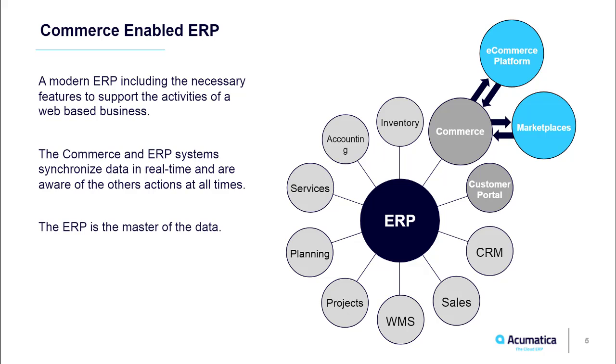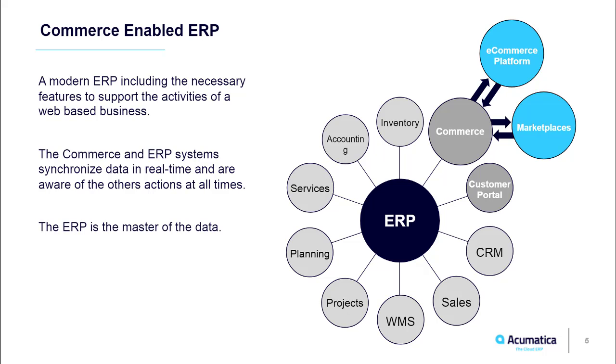Instead of having this middleware that's just pushing and pulling information back and forth, and the two systems really, they're not in touch with each other. They're not recognizing changes that happen on each system. What we're doing is we're building these native integrations between our ERP and these third-party applications so that, in this case, BigCommerce becomes an extension of the ERP.